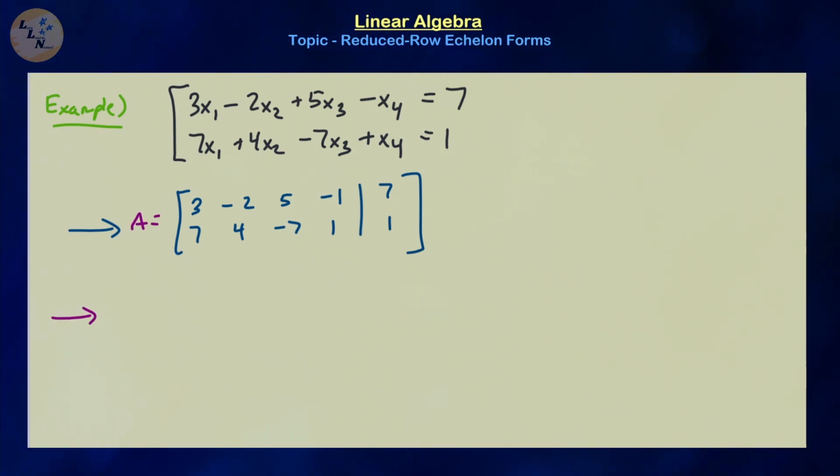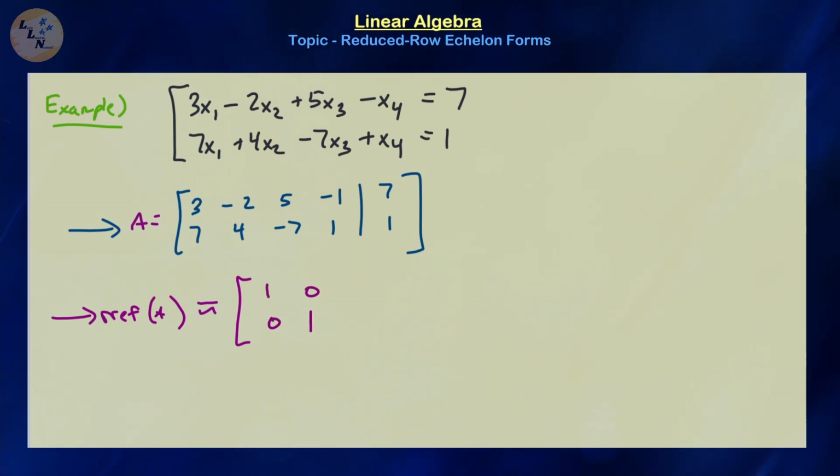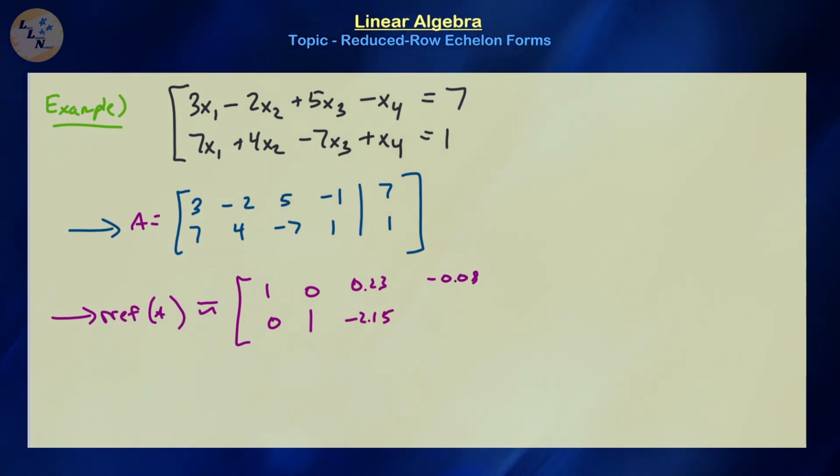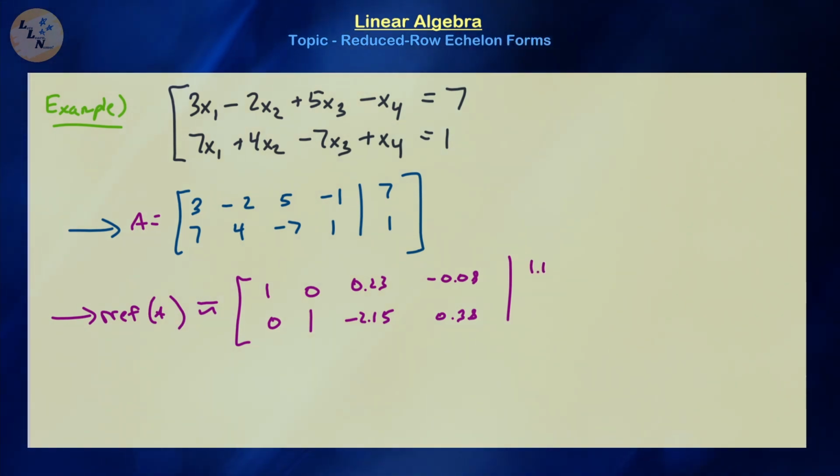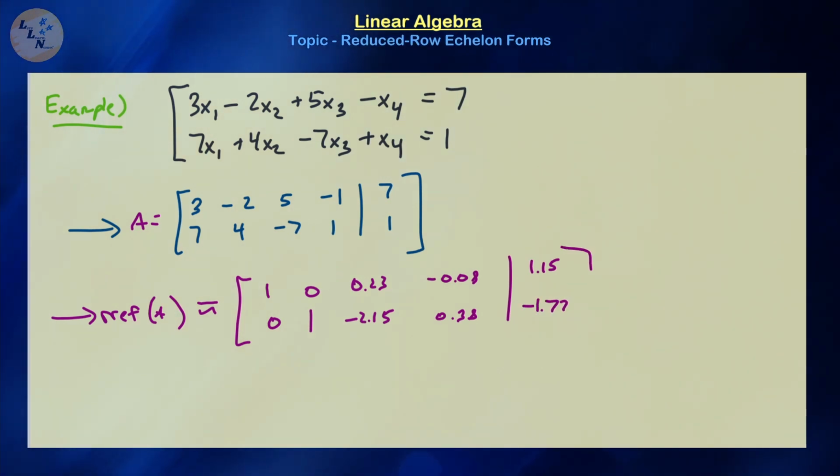One can find that the reduced row-echelon form of this matrix A is approximately equal to 1, 0, 0, 1, 0.23, -2.15, -0.08, 0.38, augmented with 1.15 and -1.77. So that's going to be the reduced row-echelon form of that augmented matrix.